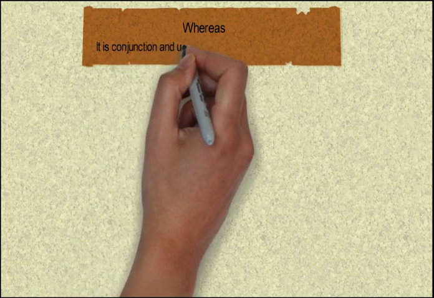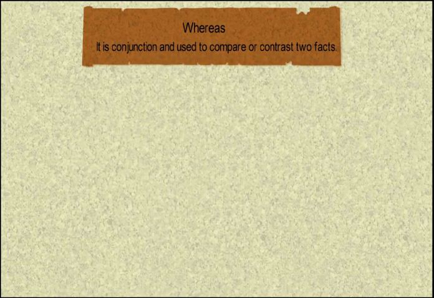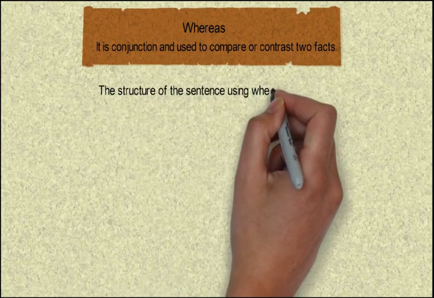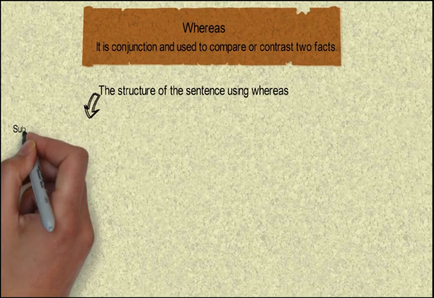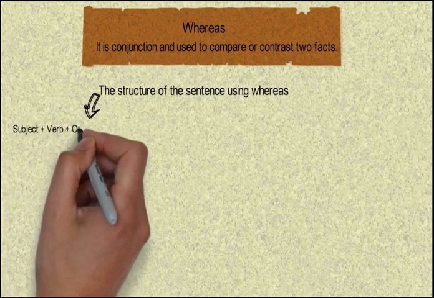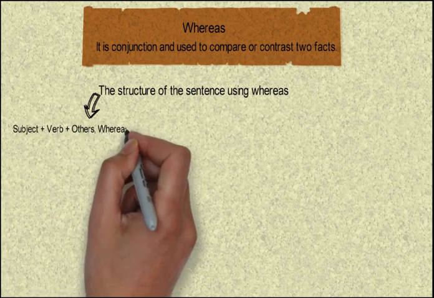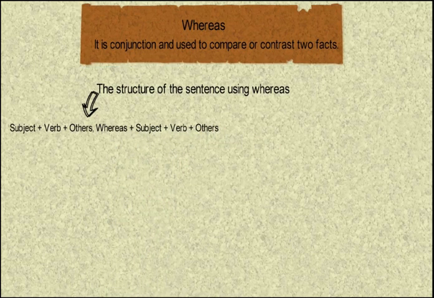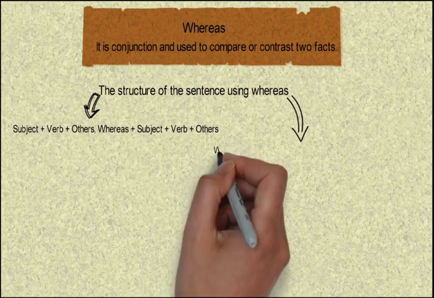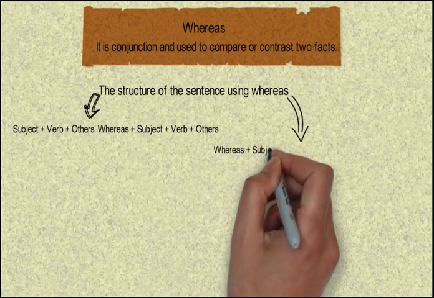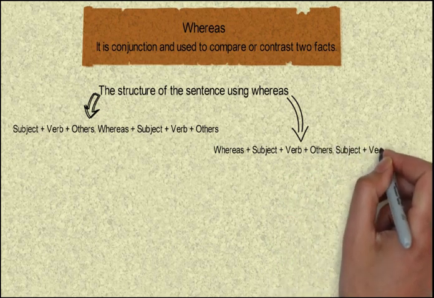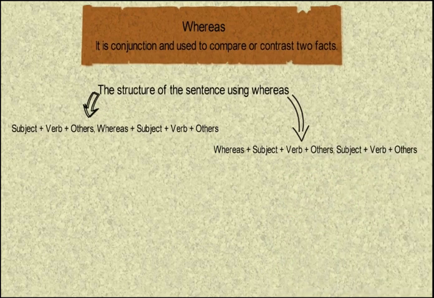Whereas. It is a conjunction and used to compare or contrast two facts. The structure of the sentence using whereas is subject plus verb plus others, comma, whereas plus subject plus verb plus others. The other structure is whereas plus subject plus verb plus others, comma, subject plus verb plus others.